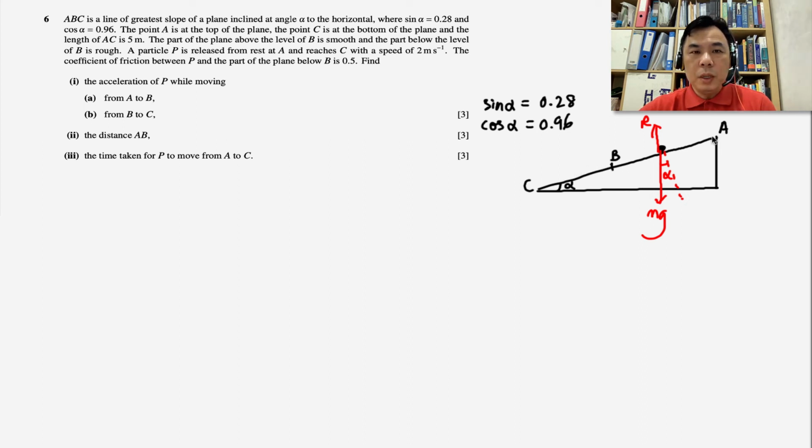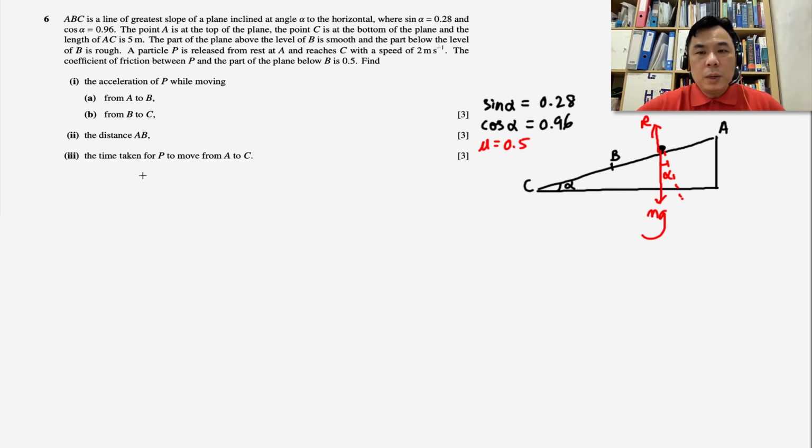Particle P is released from rest at A and reaches C with a speed of 2 meters per second. The coefficient of friction between P and the part of the plane below B is 0.5. So here I'm going to write down the coefficient of friction. Now, the first part, we are going to find out the acceleration of P while moving from A to B. Because it's a smooth surface, the only force acting on the object is the gravity itself.